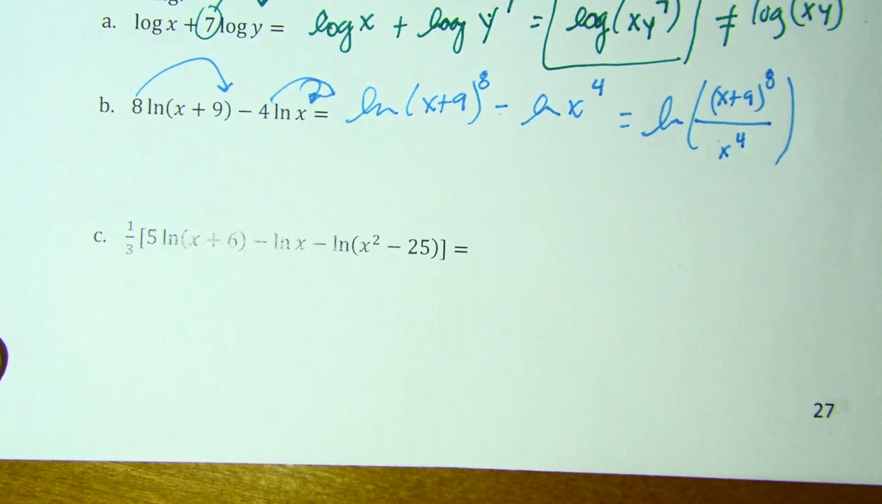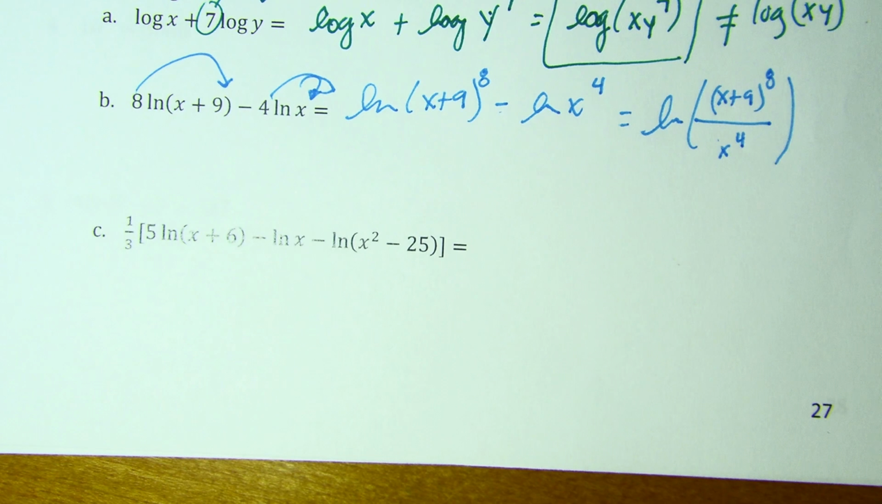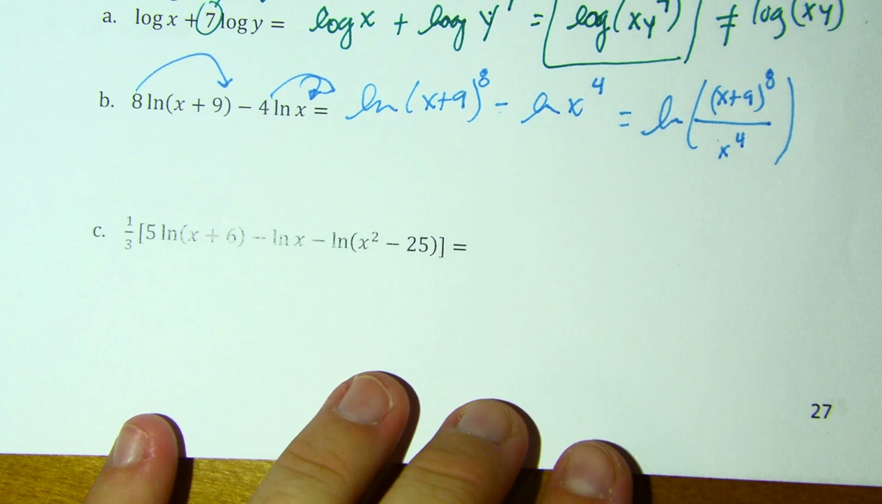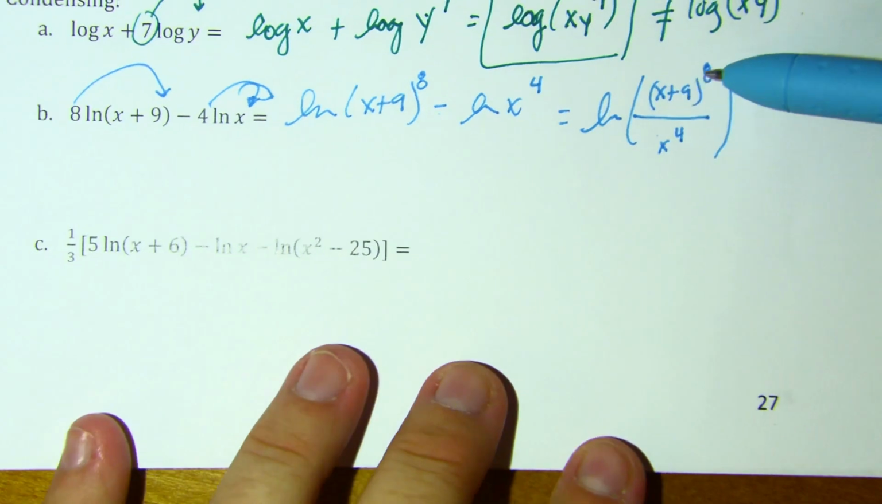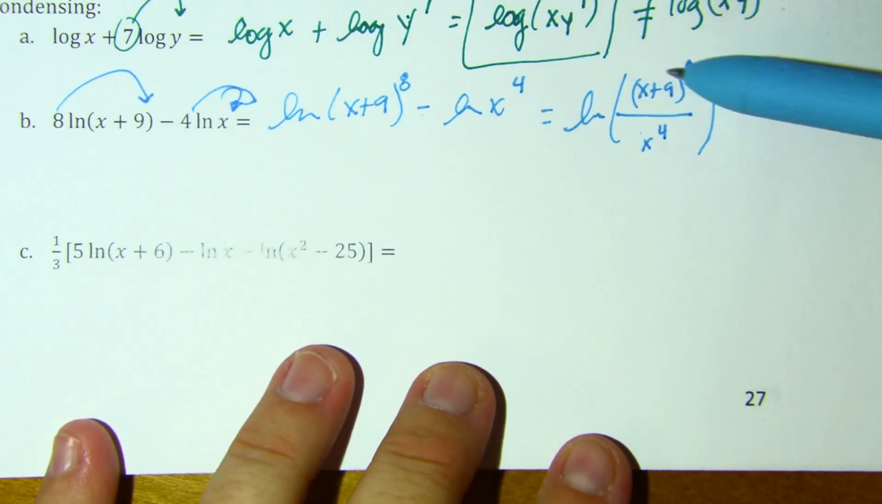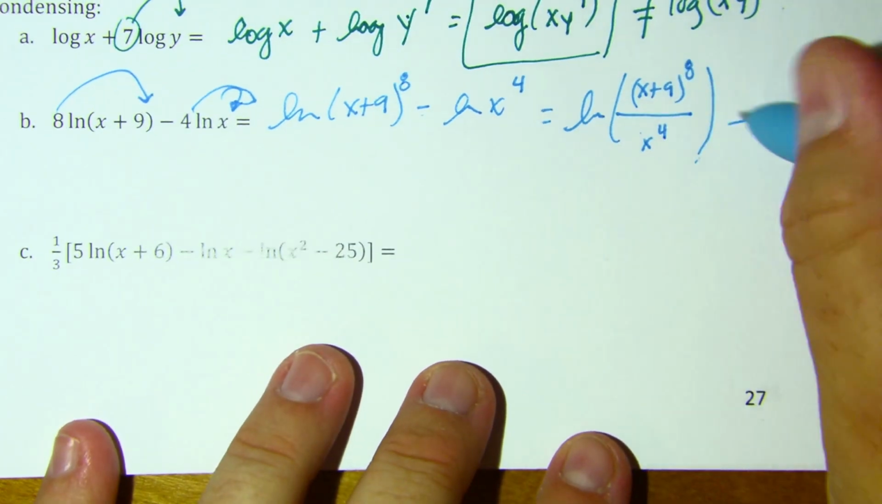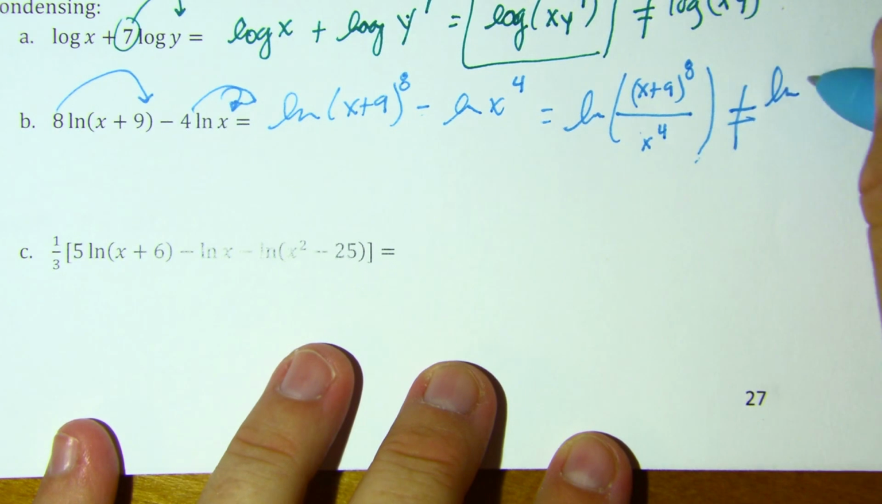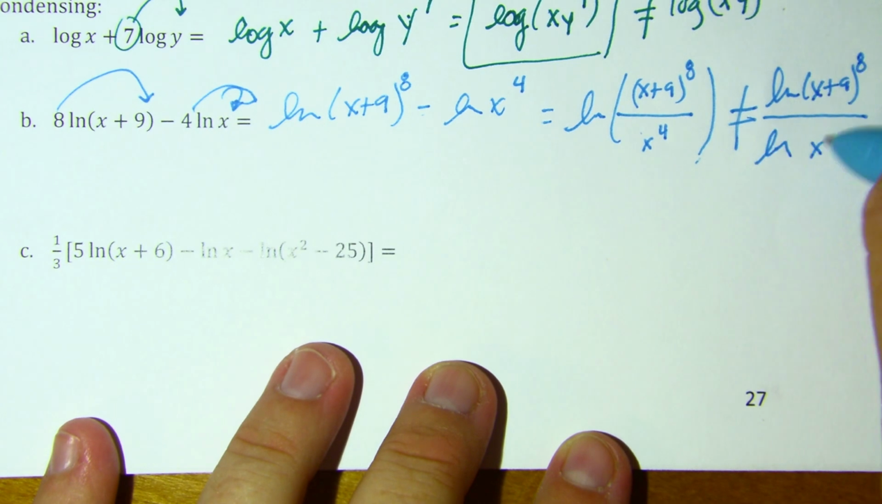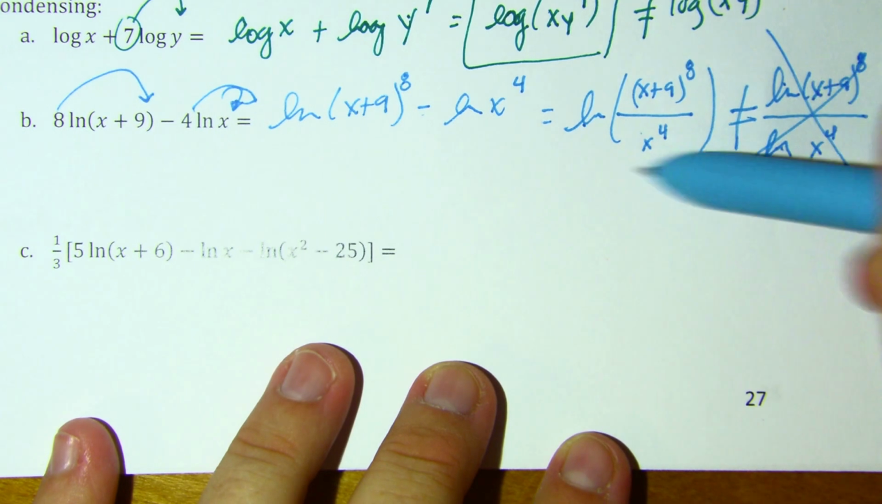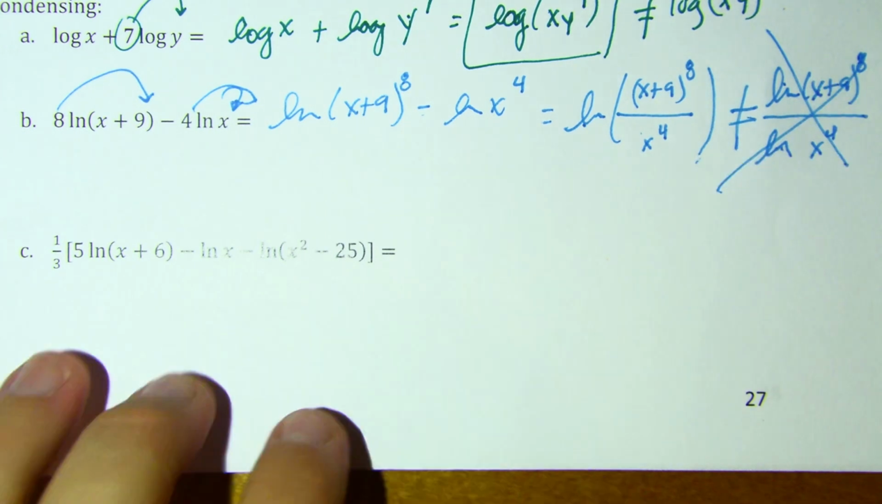Now, another mistake that I sometimes see students make when they are condensing here is instead of writing this where it's one logarithm and parentheses around the whole fraction, what they will write is the natural log of x plus 9 to the 8th power over the natural log of x to the 4th power. And that's not the same thing. Those are not equal. These are not two separate logarithms. It's one logarithm condensed together. Okay.